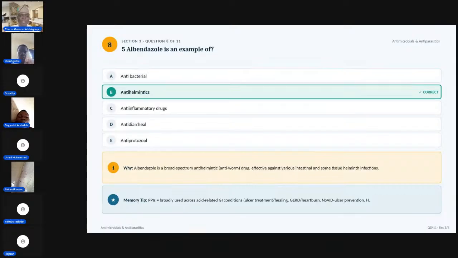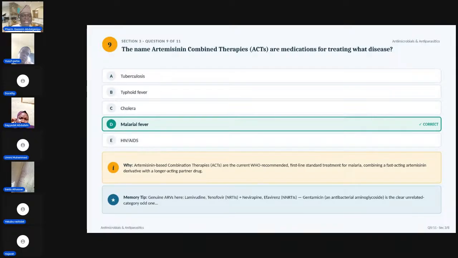Then the next one is albendazole. We know albendazole, right? Albendazole is, let me use the very local word now, a worm expeller, right? So it's an anti-helminthic. Helminths are worms. That's straight. Then the next, artemisinin combination therapy is a medication for treating what disease? Of course, malaria.